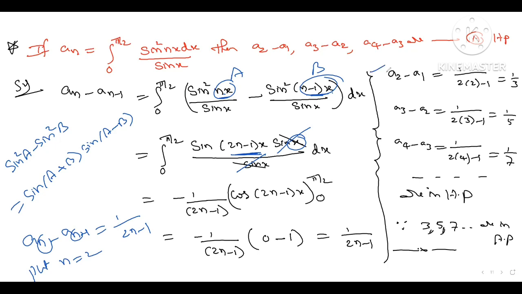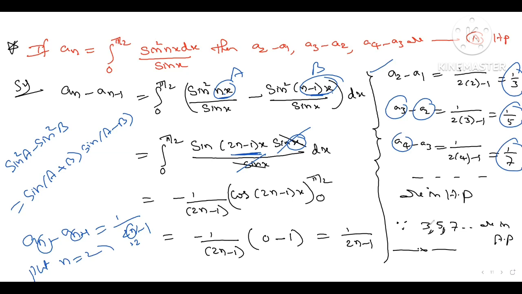Here, write n equal to 2: a2 minus a1 is equal to, in the place of n, write 2, so 2 into 2 minus 1. How much? This is 1 by 3. Next, in the place of n, write 3. a3 minus a2 is equal to 1 by 5. In the place of n here, 4. a4 minus a3 is equal to 1 by 2 into 4 minus 1, which is 1 by 7.